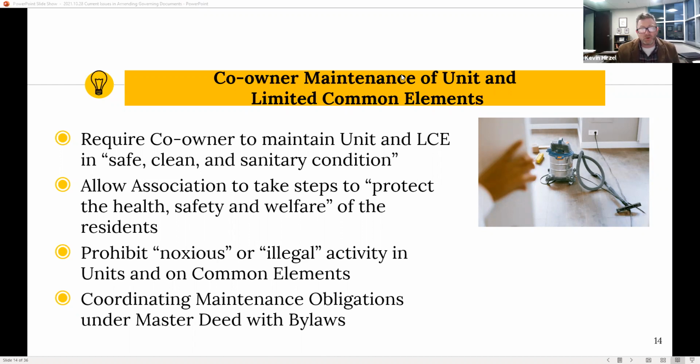Another aspect of maintenance, though, is general maintenance responsibilities. Maintenance responsibilities are usually contained in the master deed, and in the bylaws, there are often repair and replacement obligations. One of the overarching concepts of an amendment project can be to ensure that there's coordination between the master deed and bylaws on the maintenance obligations, ensuring that the maintenance obligations that exist match the sensibilities of the community as the association and the board of directors have seen it over the years. Usually they're in the best position to evaluate it and see how it should be.